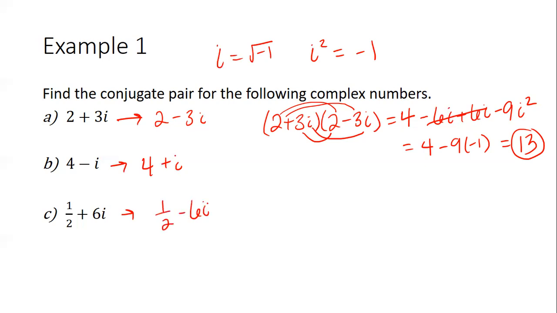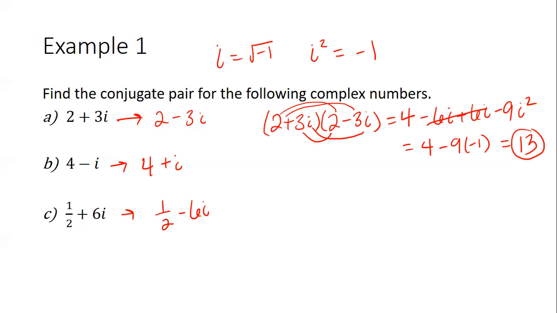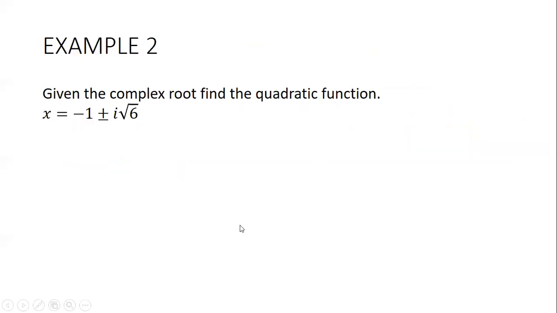Right? And if I wanted to test it out, each one of these is going to produce a real number. Does that make sense? If I multiply the conjugate pairs together, that's what this little box was telling you: when you multiply the conjugate pairs together, they're going to make a real answer. Okay? All right, how do we feel about conjugate pairs so far? All right, next.